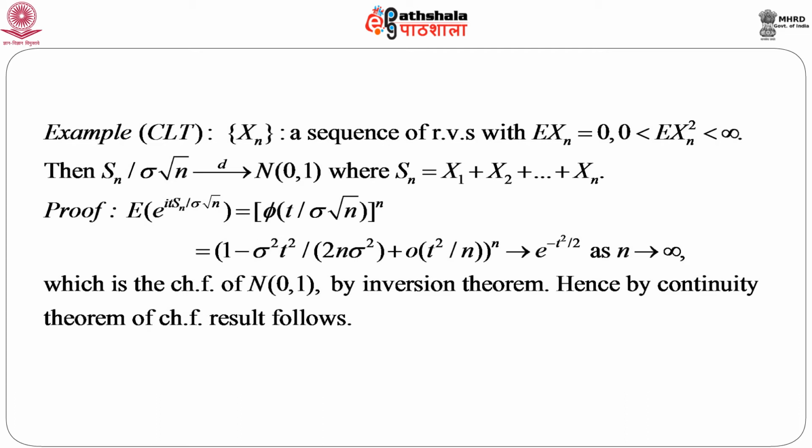Now, we know that e to the power minus t square by 2 is the characteristic function of a normal (0,1) variable, and hence by the inversion theorem, we can say that this is the characteristic function of a normal (0,1) variable. Naturally, using the continuity theorem of characteristic functions, we can say that this sequence S n by sigma root n converges to a standard normal variable in distribution. This follows directly from the continuity theorem of characteristic functions.